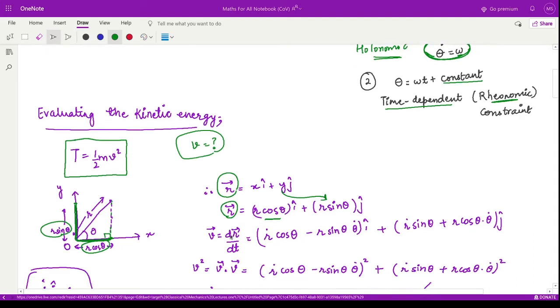Now we have to calculate the velocity. That means we have to differentiate this r with respect to time.